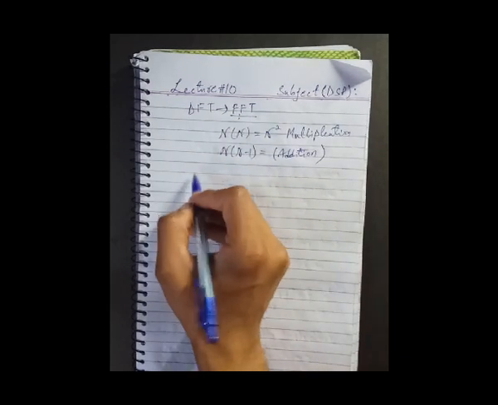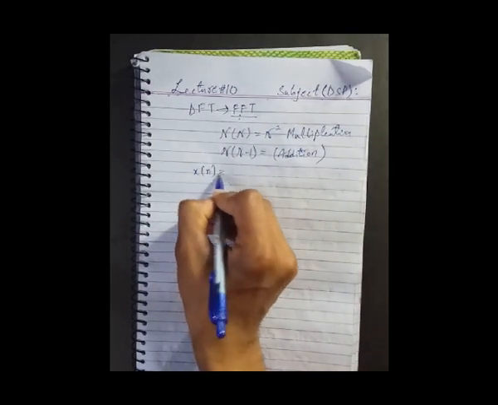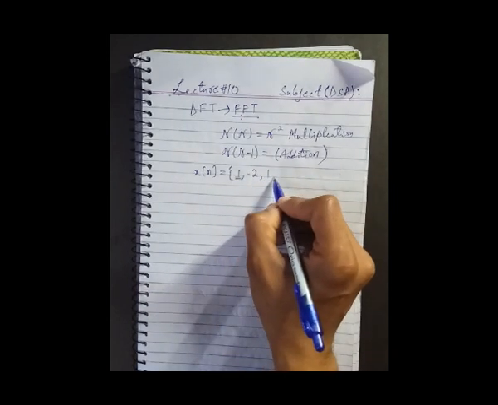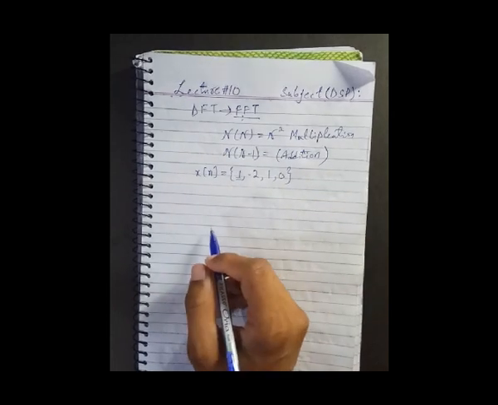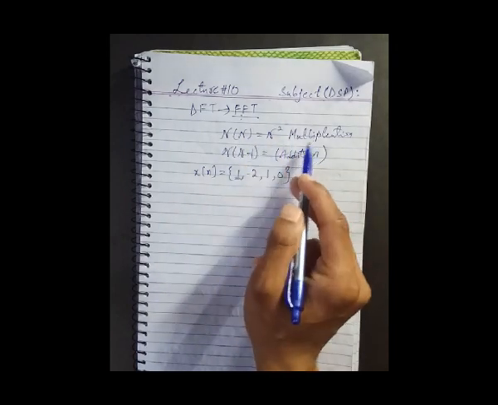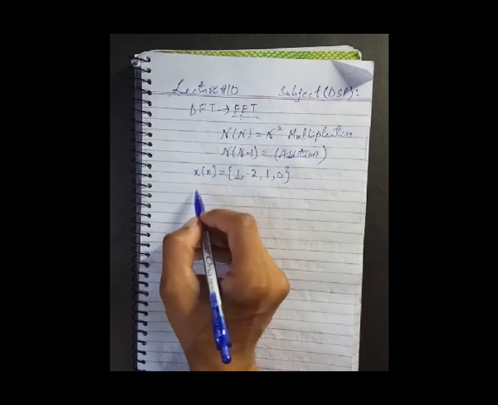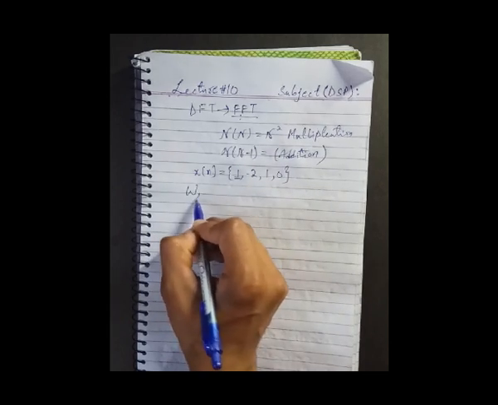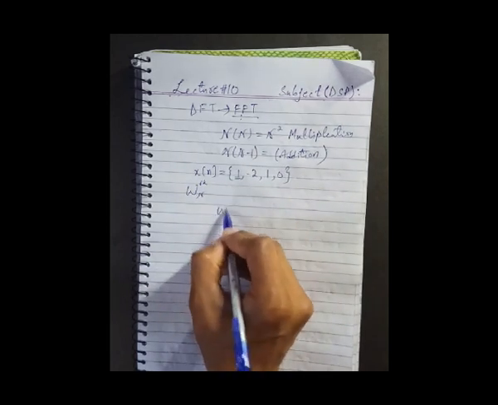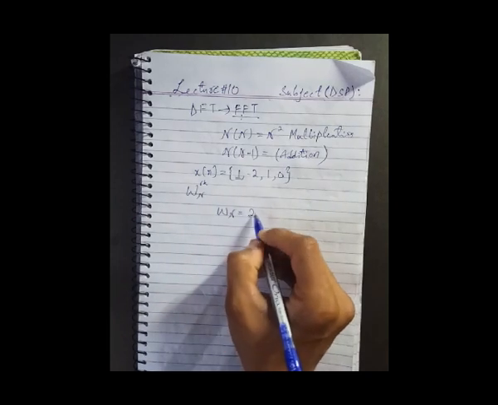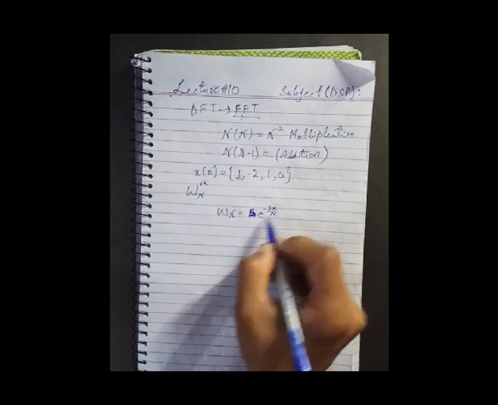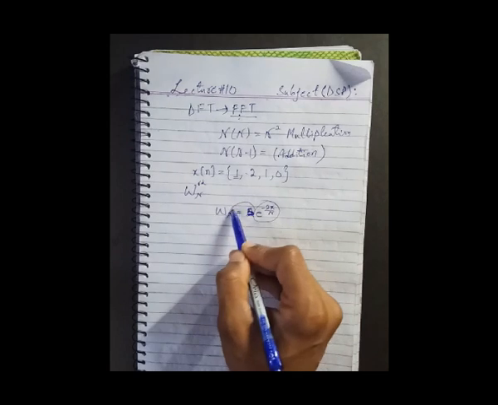Let's suppose we have a signal in time domain, x of n is equal to 1, minus 2, this is the 0 index value, 1 and again 0. Now in FFT we will introduce the term omega N rk. What is this omega N? We will put omega N equal to e raised to the power minus 2 pi over capital N. We will put this term equal to this.